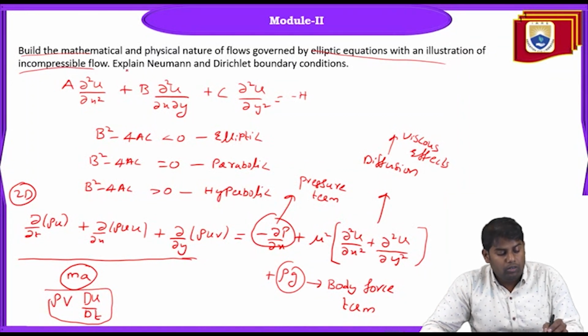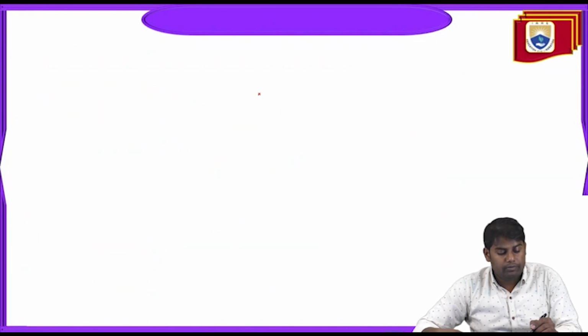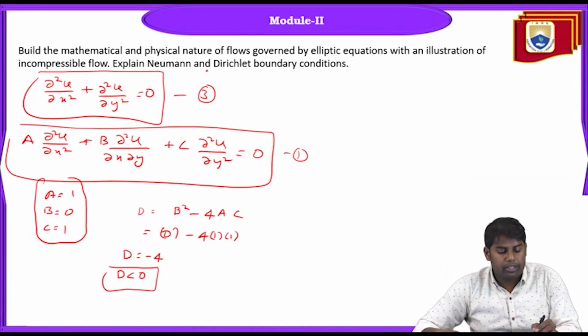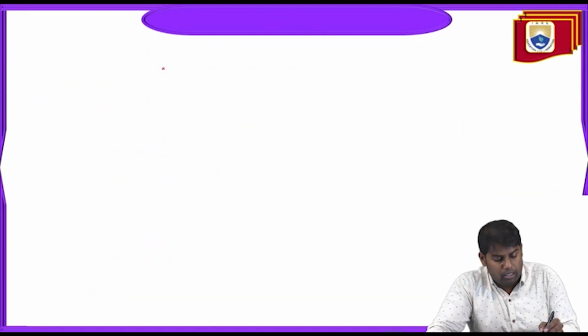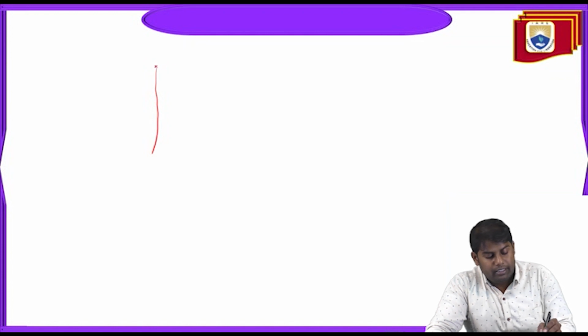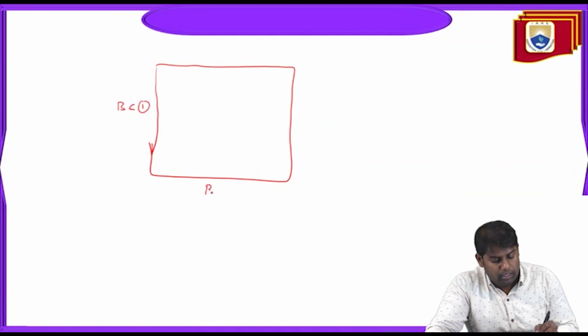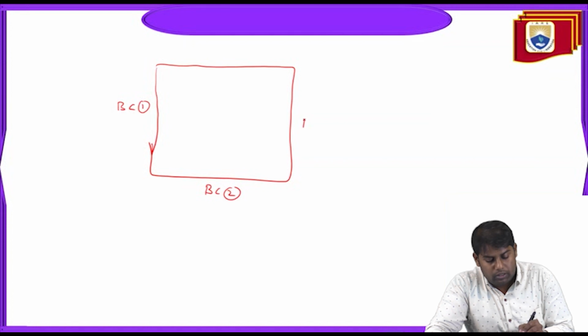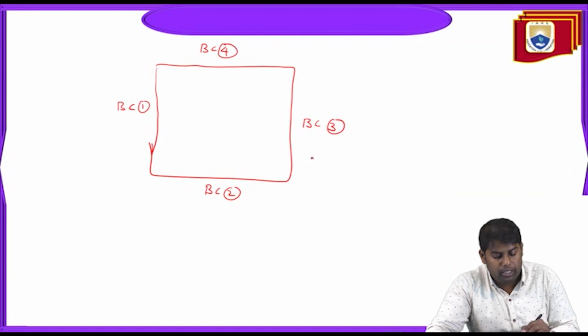Now we will see the Neumann conditions and the Dirichlet boundary conditions. Basically, what is the Neumann condition and what is the Dirichlet boundary condition, we'll see. So let us see what a boundary condition is. Let us consider a control volume which has 4 boundaries. So this is called BC1, this is BC2, this is BC3, and this is BC4. So boundary 1, boundary 2, boundary 3, boundary 4.